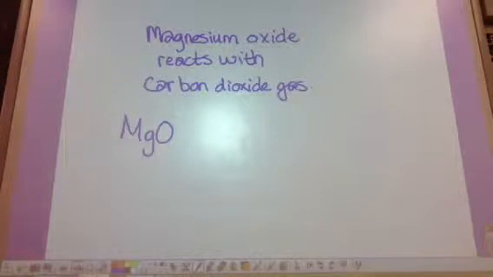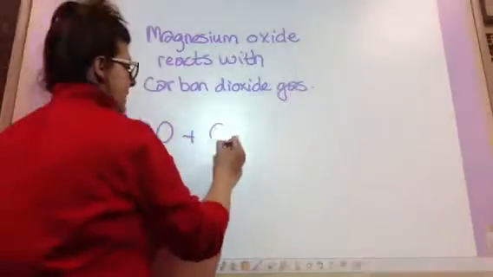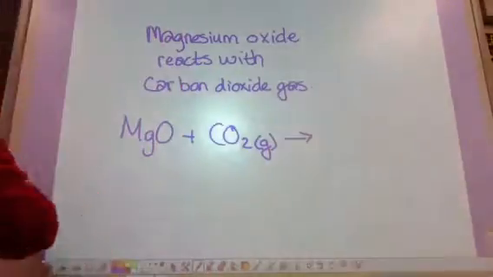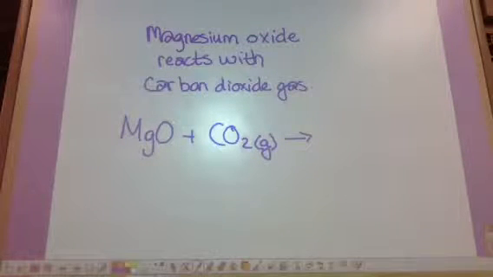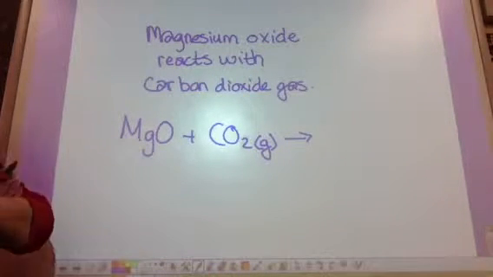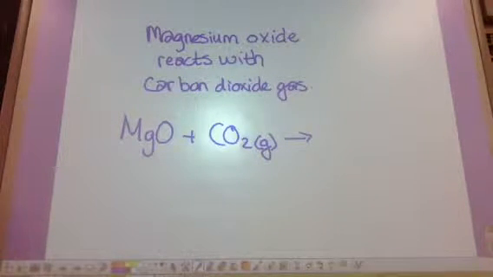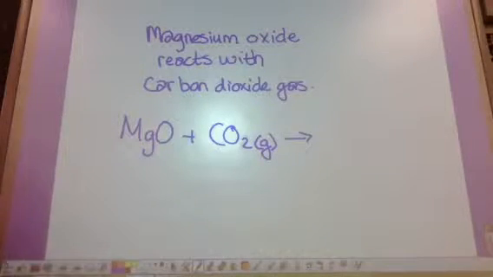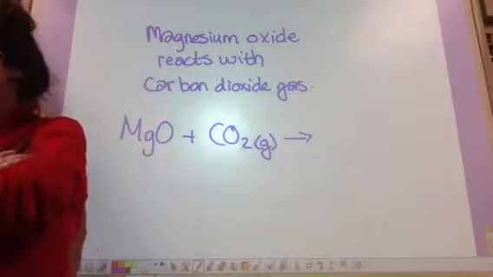So I have magnesium oxide reacts with carbon dioxide gas, so CO2, and I will write the G there because they specified that it was gas. So MgO plus CO2, that's going to make something. Now, this is where I have to start, again, let's ask some questions. Is this an acid, or do I see a base present? I don't see an acid or a base present. It doesn't say anything about excess acid, or dilute acid, or excess base. So it's not an acid-base.